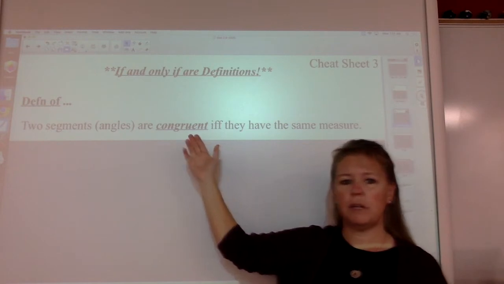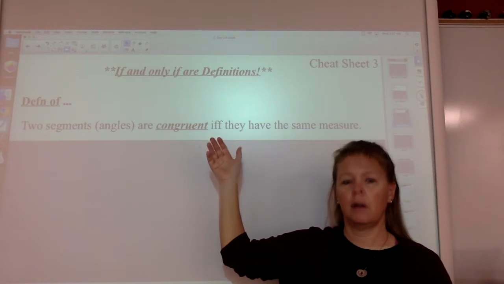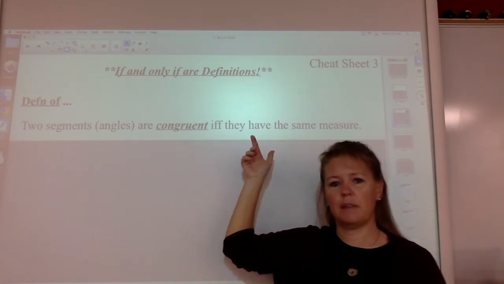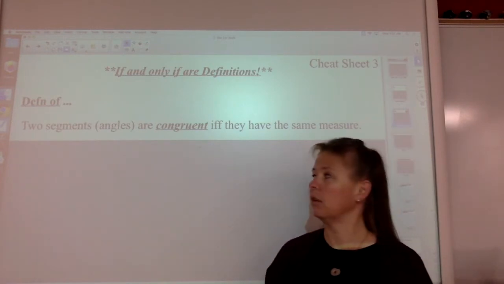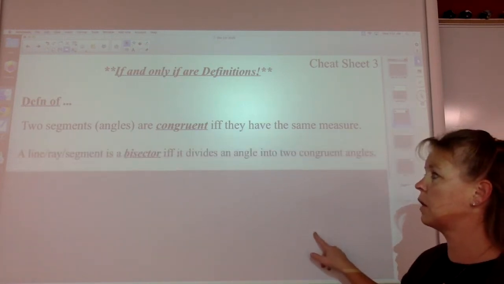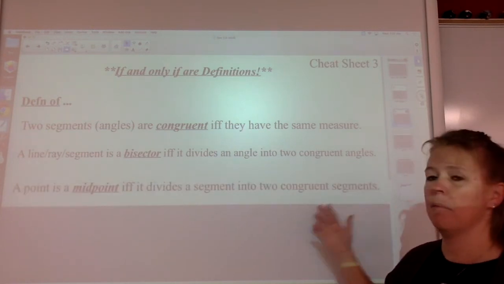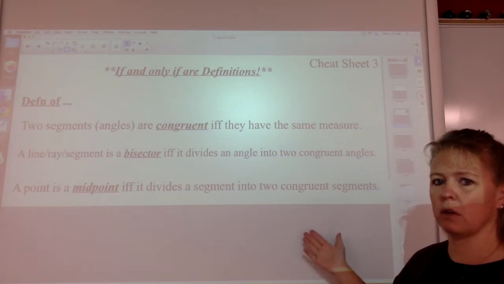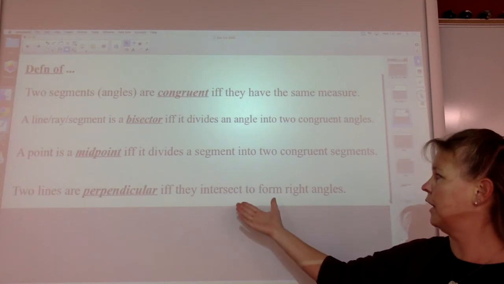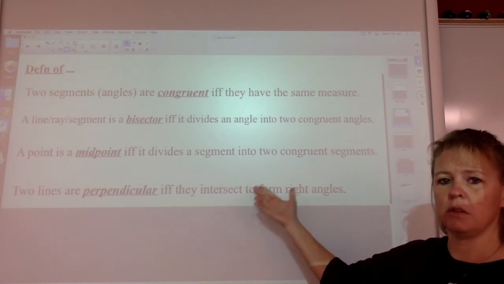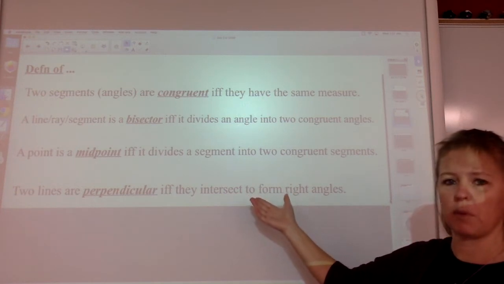Reminder on the biconditional: you could say if two segments are congruent, then they have the same measure. Or you could say if two segments have the same measure, then they are congruent. It works both ways, which is why it's called a biconditional. Most of these definitions you already know. A bisector divides an angle into two congruent angles. A midpoint divides a segment into two congruent segments. Two lines are perpendicular if they intersect to form right angles. You know perpendicular, here's the accurate or specific definition for perpendicular.